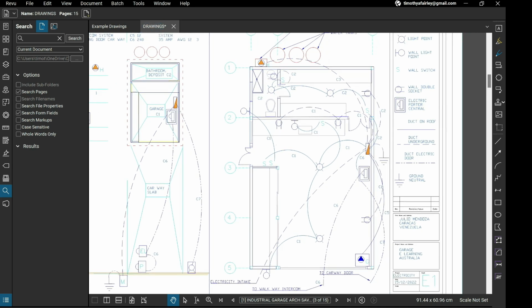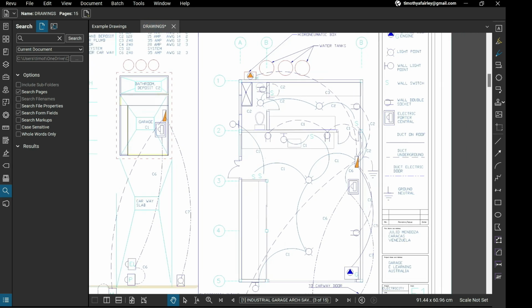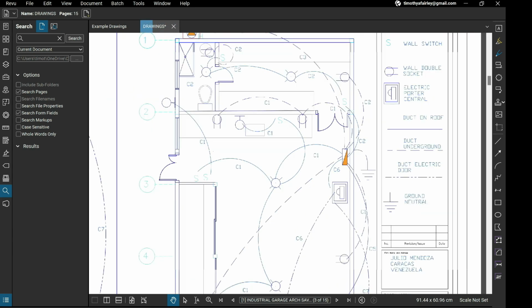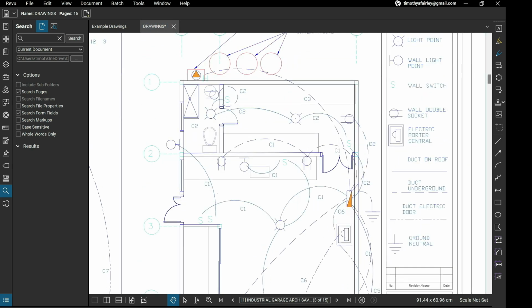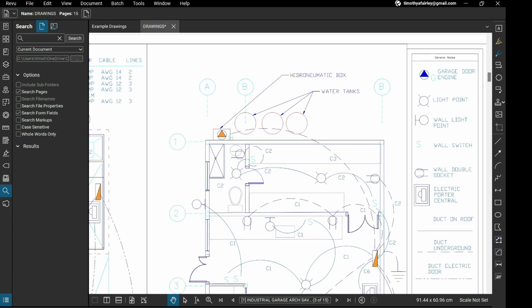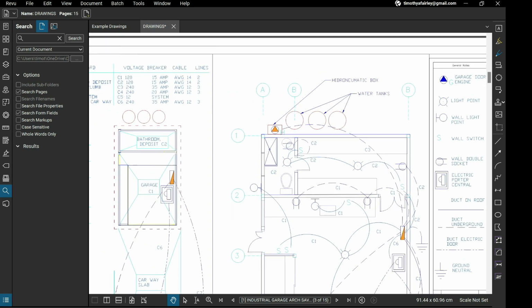So basically, if you look at this layout diagram, you can see the position of all the lights and the sockets, and then how they all connect back to the distribution board. You can see these are connected by an underground duct, these are connected by a roof duct, and then there's an underground duct out to the rainwater tank pump.